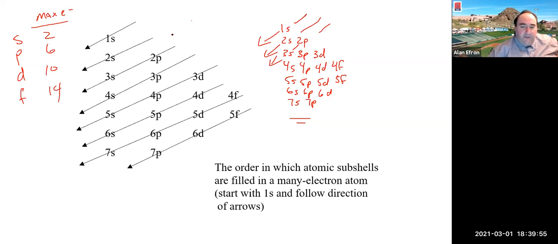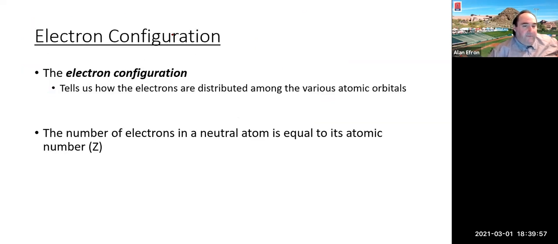So let's talk about actually writing electron configuration. Electron configuration basically tells us how the electrons are distributed among those atomic orbitals. Remember that if an atom is neutral, it needs to have the same amount of positive charges as negative charges. That means in terms of an atom, same protons as electrons. So if we know the atomic number, we'll also know the electrons in a neutral element.